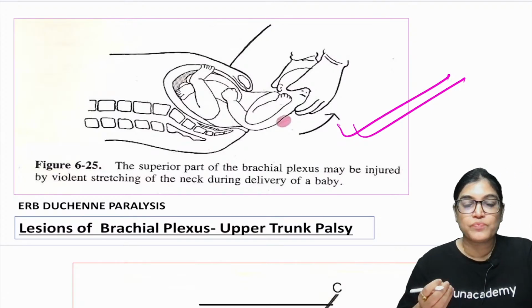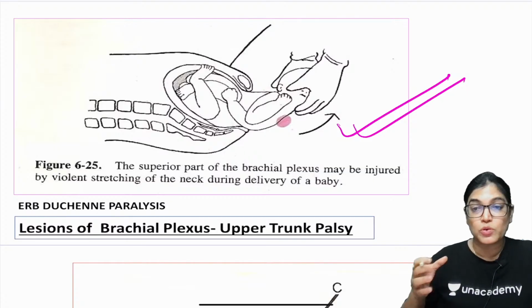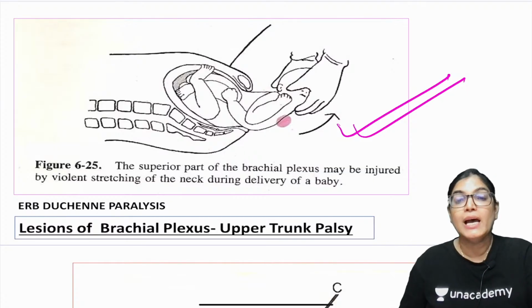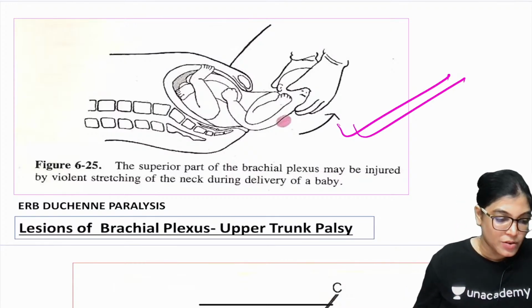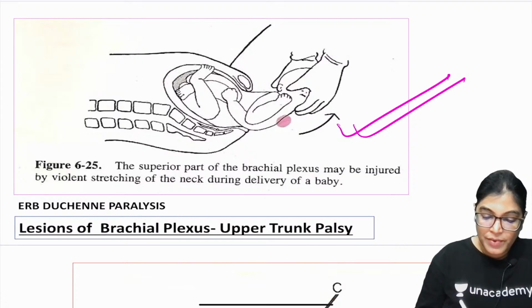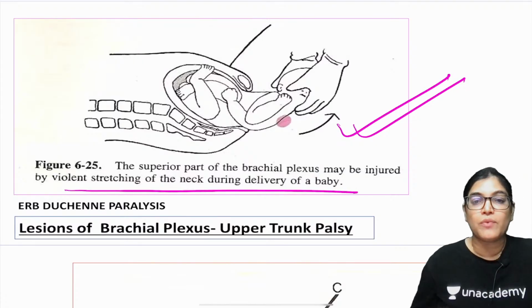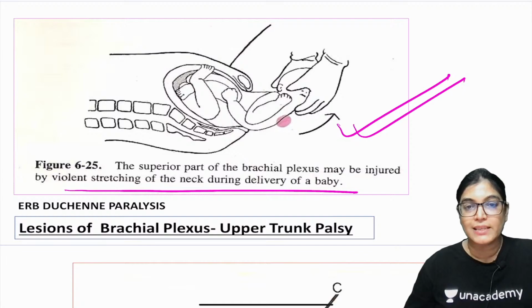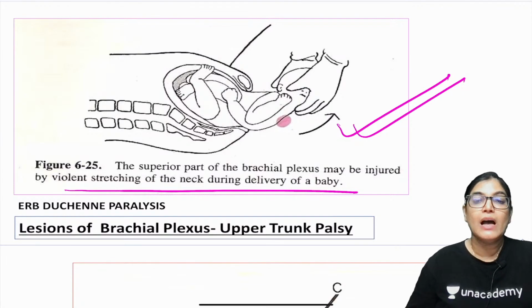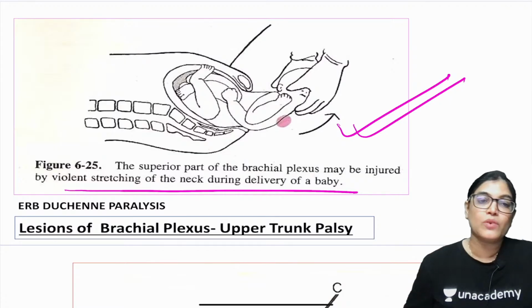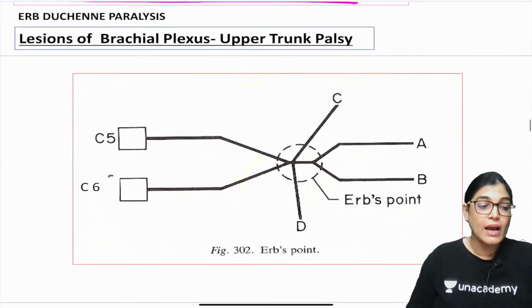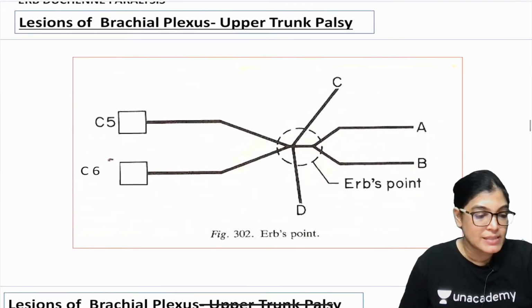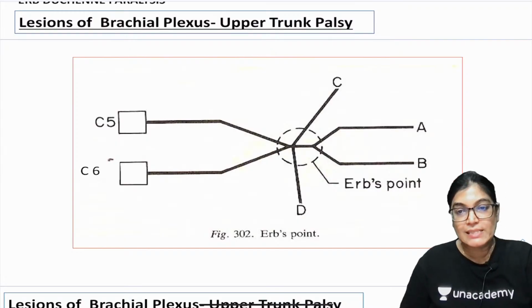Just a few points about upper trunk palsy, because I asked the question about lower trunk palsy, but upper trunk palsy can also come up in an examination. So let's quickly revise it. Overstretching of the neck can occur in normal vaginal delivery, and due to this violent stretching of the neck and shoulder, upper trunk palsy will result. Upper trunk palsy will be seen in that case.